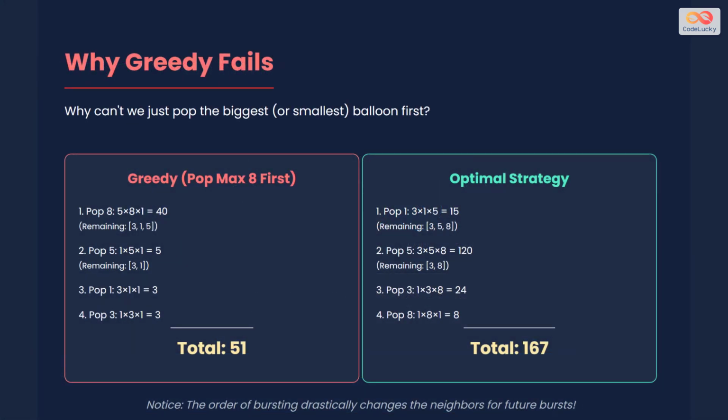Your first instinct might be to just burst the highest value balloon immediately. Or maybe the lowest? This is called a greedy approach. However, this fails. As you can see here, popping the largest balloon first actually yields a much lower total score than a strategic order. The order matters because every burst changes the adjacency for future bursts.